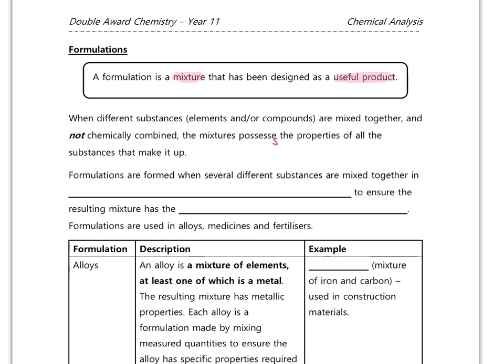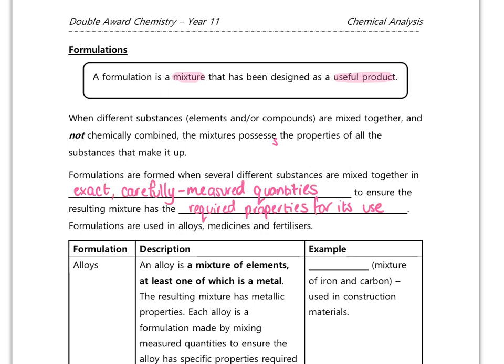So formulations are formed when several different substances are mixed together in exact, carefully measured quantities. We're talking even about things like medicines here, so they have to be in exact, carefully measured quantities if they want to have the desired properties that the manufacturer wants.